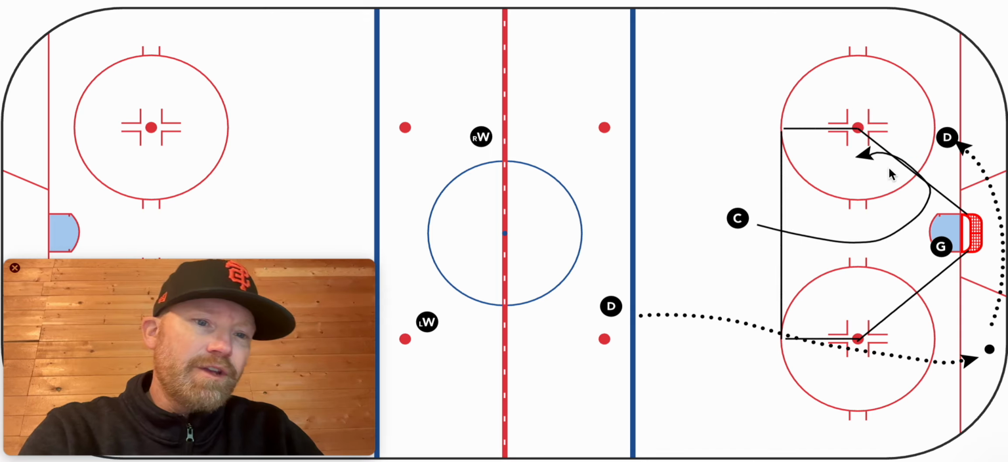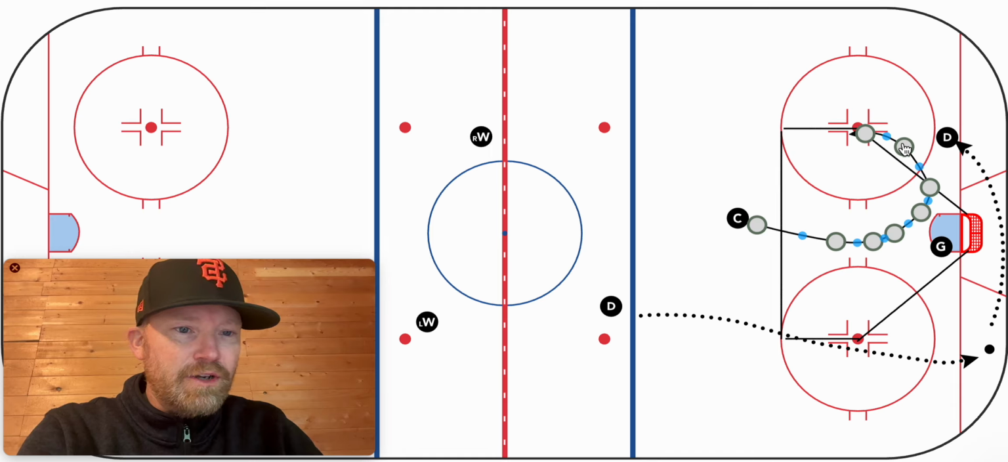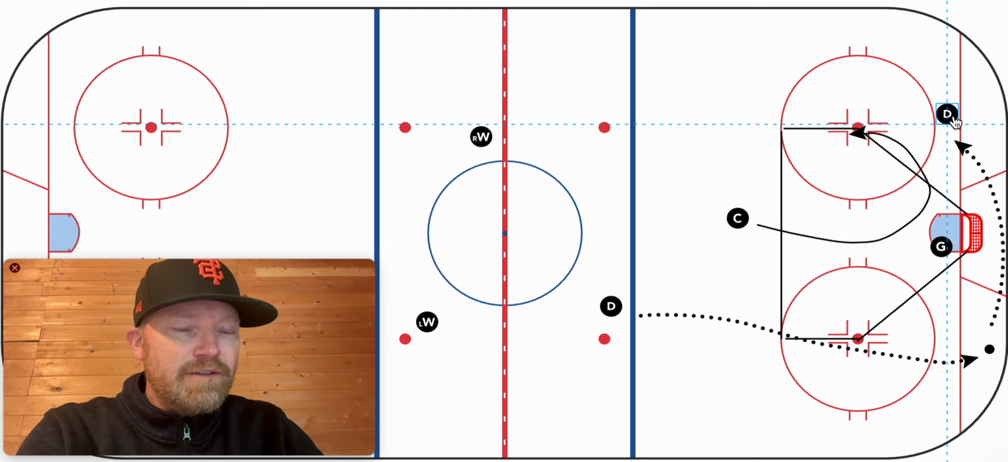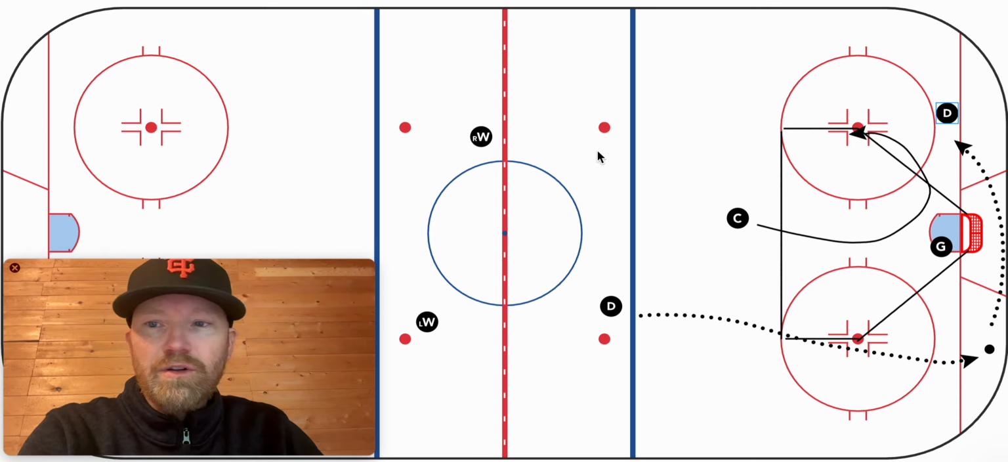So they're curling. Some coaches will make you curl around the dots. That's a good rule of thumb. And then as this defenseman's carrying the puck up, that's an option. So that is actually called a center breakout.